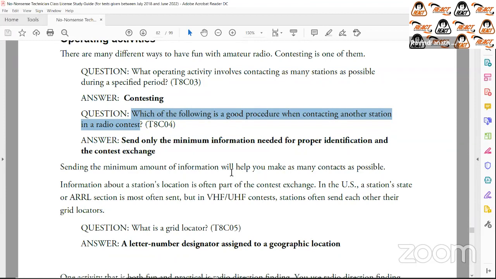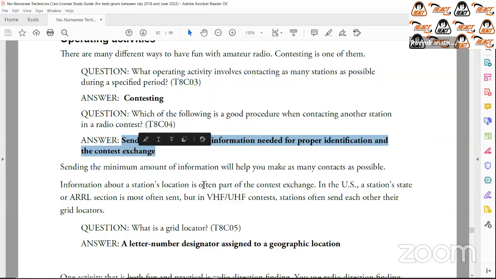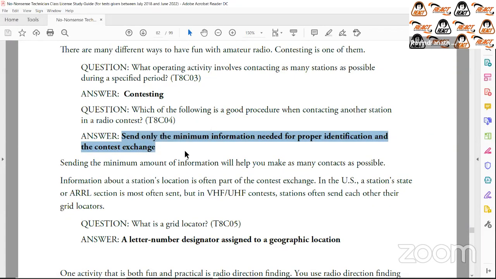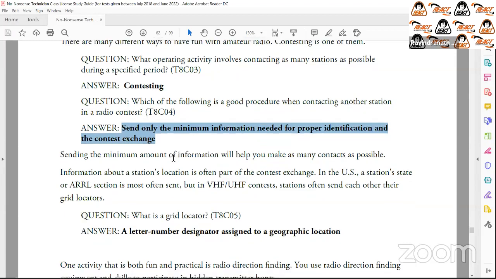Which of the following is a good procedure when contacting another station in a radio contest? Remember, trying to make as many contacts as possible. So send only the minimum information needed for proper identification and the contest exchange. All right, so sometimes a serial number that you send along with your call sign, that's called the contest exchange.